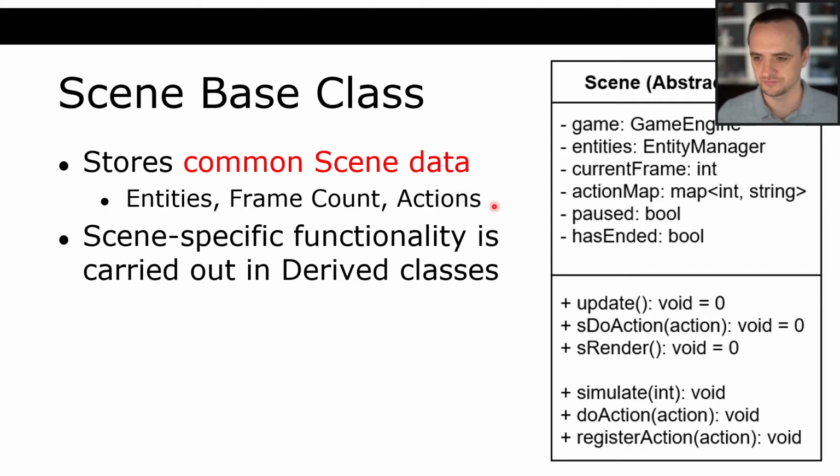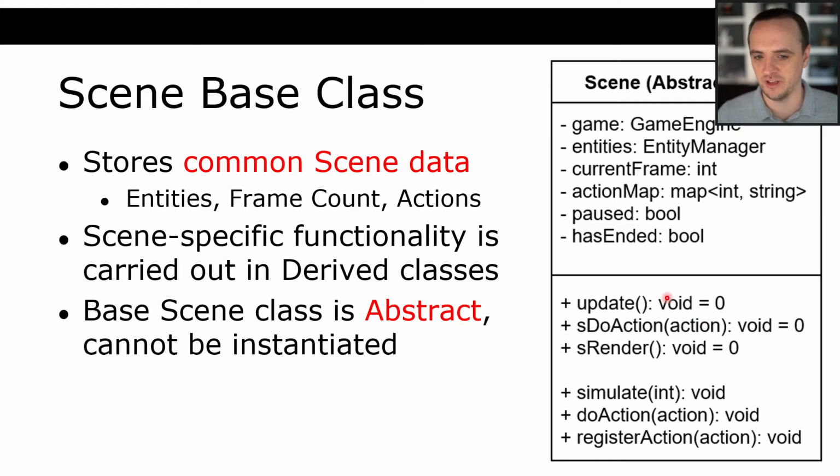The scene-specific functionality is going to be carried out in the derived classes. All right, so this is the base class. We are using object-oriented programming in this course. I know at the beginning I said we're not going to be using object-oriented design for our entity component system, but we are using object-oriented programming because it's quite intuitive and it's quite easy to implement specific functionality in that. So the base scene class is abstract. It cannot be instantiated.